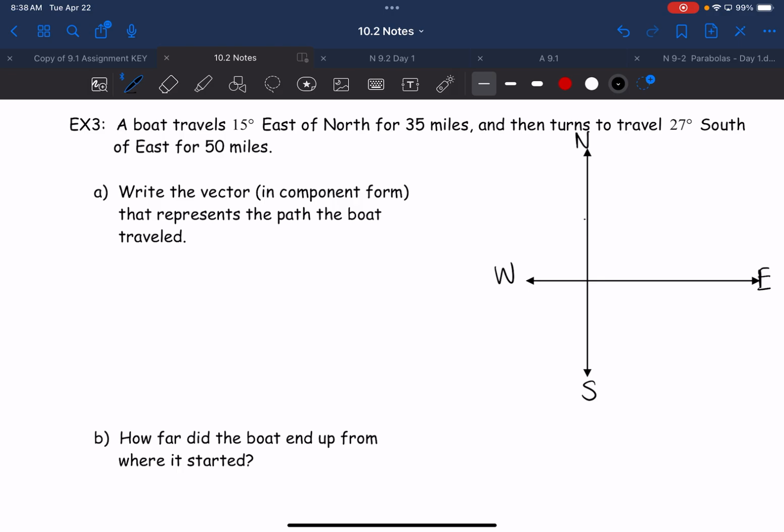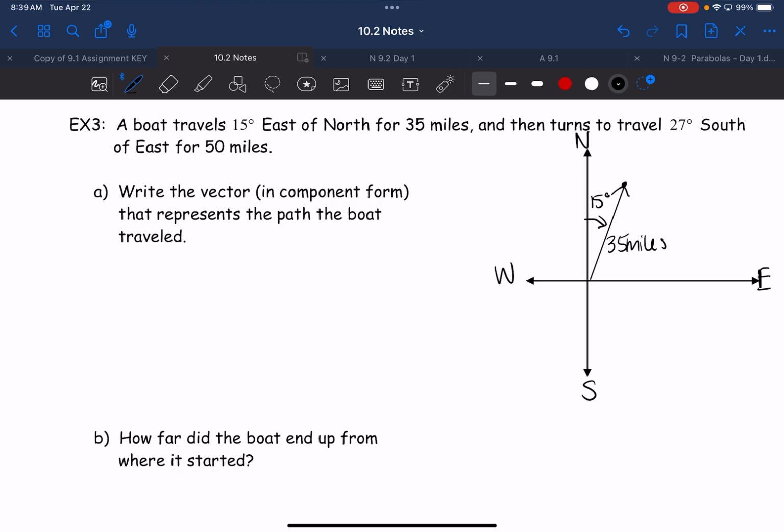So this is my north. I'm going to go 15 degrees over. All right. And it says we're going to travel that way for 35 miles. So here I travel 35 miles.